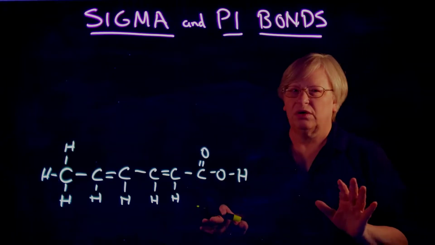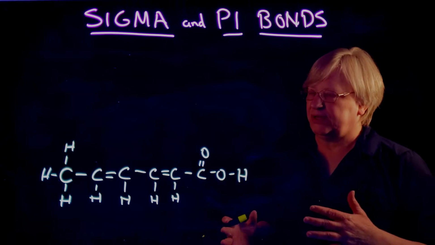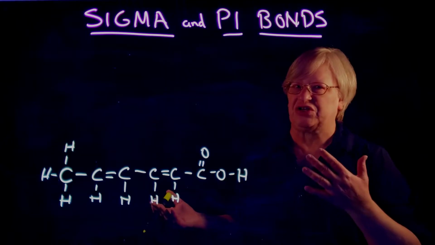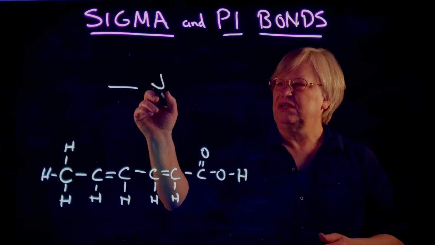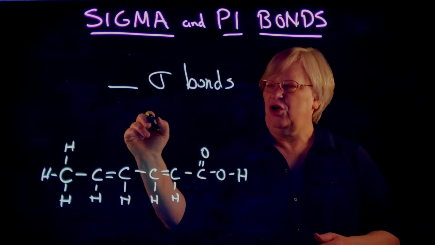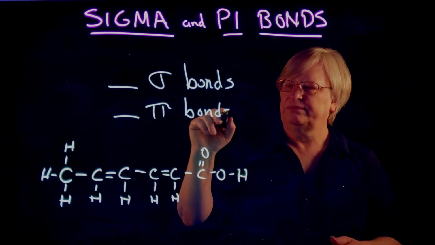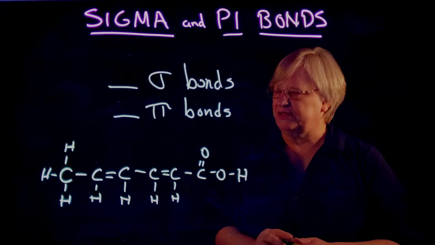Okay, so another thing we need to learn about sigma and pi bonds is how to quickly look at a molecule and decide how many there are of each in the molecule. So we're going to say how many sigma bonds are there, and how many pi bonds are there in this molecule. All right, so we need to count the number of sigma bonds.